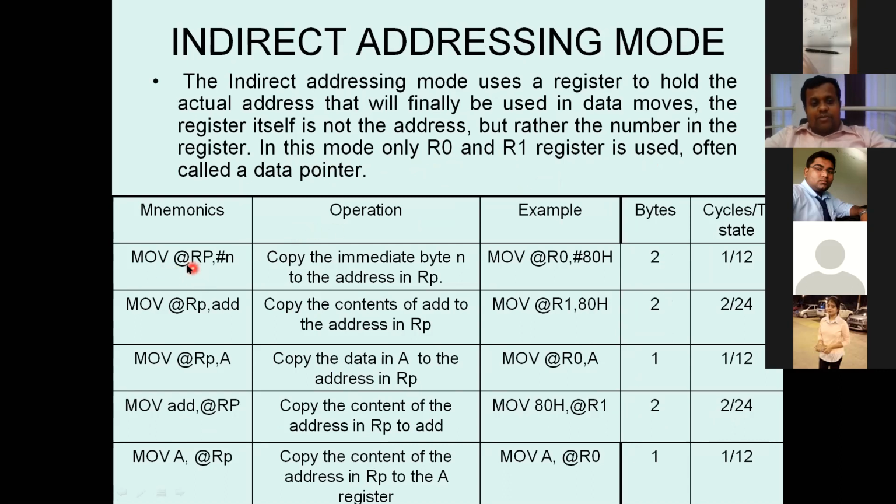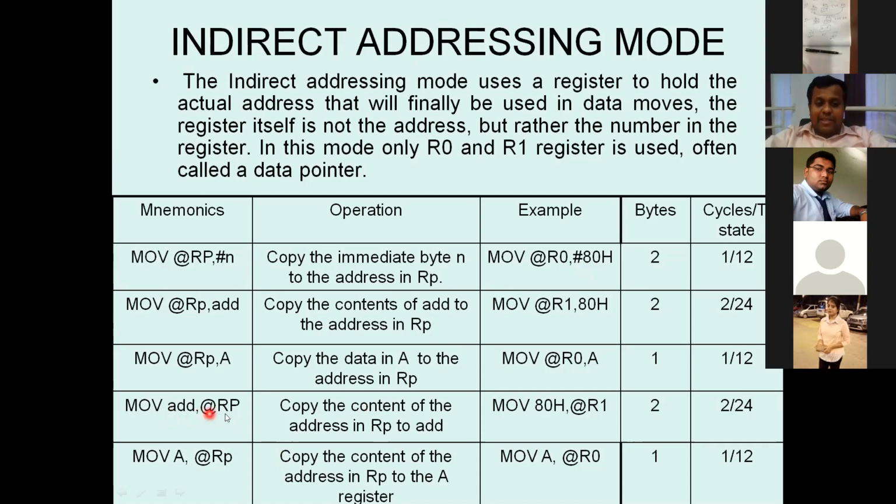So what is the function of this one? Say MOV @R0 comma #80. What are the functions? 80 will be stored in the memory location specified by the data of R0. The address stored in R0. Here R0 is used as a pointer register, and the content of that particular memory location will be replaced by 80. Okay.